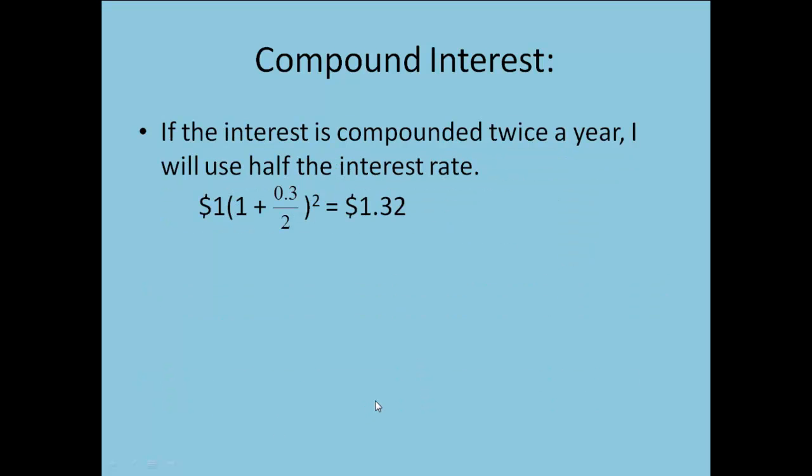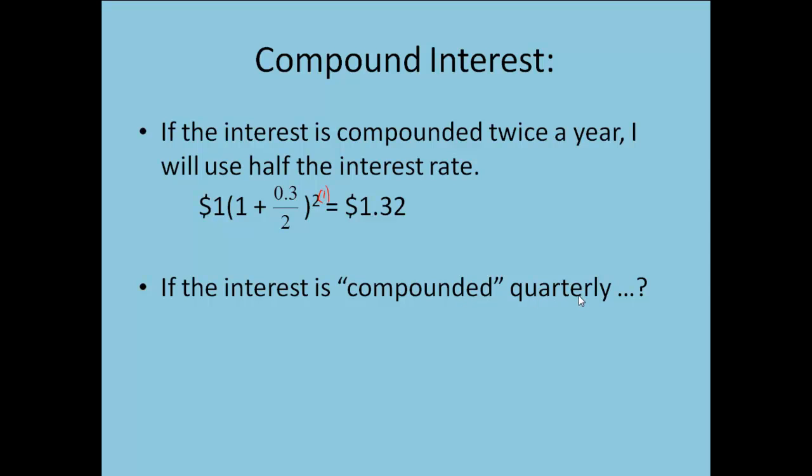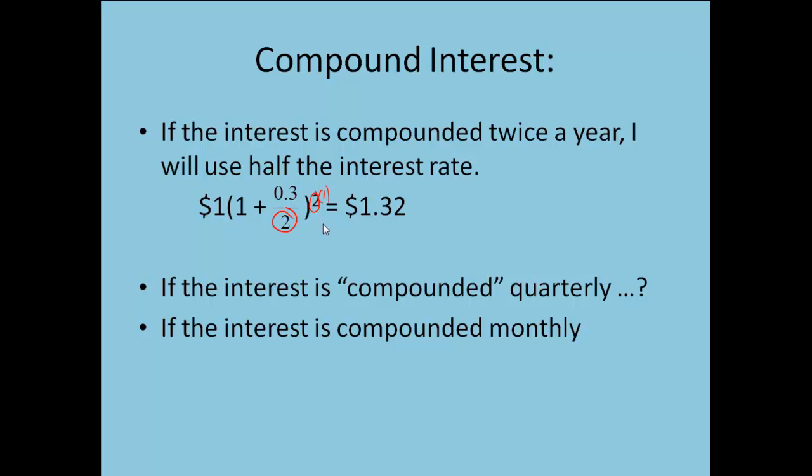But if your interest is compounded twice a year, then you would have to use half the interest rate here. So we have to take our 0.3 divided by 2. We take our initial investment, our principal, times the quantity 1 plus 0.3 divided by 2, and this time it's raised to the 2. Again, it's times 1 because we're just looking at it for 1 year. You'd have $1.32. If your interest is compounded quarterly, instead of dividing by 2, I would have 4s in there instead of the 2s. If it's compounded monthly, they would be 12s. If I left it in there for 7 years, then I would have a 7 up here for my t value.